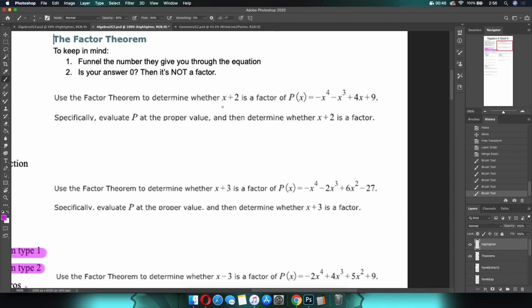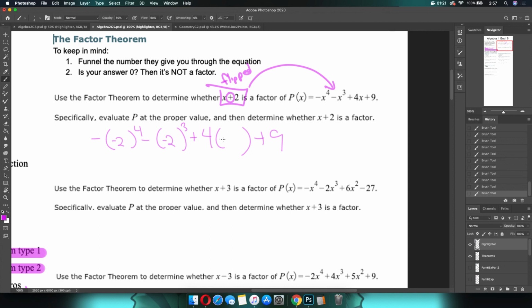Ultimately, what you're doing is you are taking this number, your x plus 2, and you are funneling it through the equation. And then you're finding out whether or not your answer is 0. The only thing that we need to keep in mind is whatever sign this is going to be flipped when we plug it into the actual equation. So when we're looking at this one and we're setting up our negative something to the fourth minus something to the third plus 4 times something plus 9. Here's the thing. This is a positive 2 that we see here. We're going to flip it and put in a negative 2 every single time.